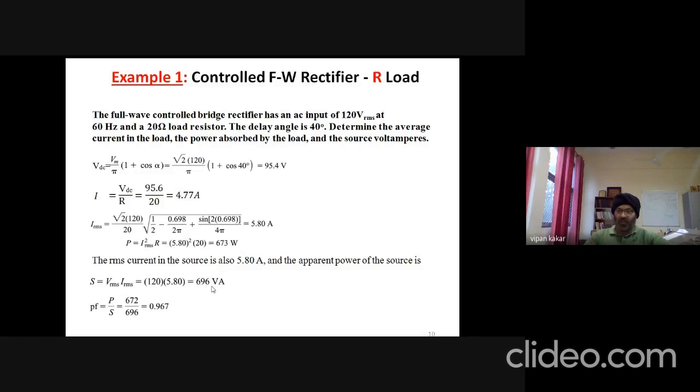696 volt amperes, and using this active power and the apparent power we get the power factor, which is active power divided by apparent power. It is 96.7%. So we know that for a pure resistive load we have 100% power factor, so it is quite close to this 100%.